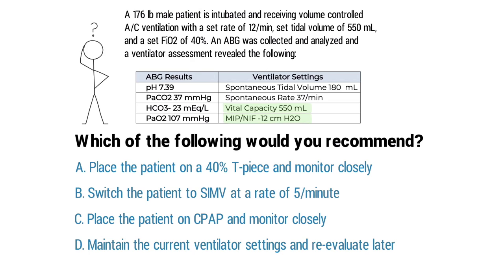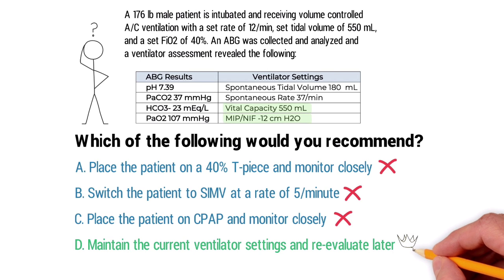All of the answer choices that were provided, except for one, demonstrate some type of weaning. So that is something to remember. T-piece, the mode SIMV, and using CPAP, these are all methods that can be used to wean the patient from the ventilator. By looking at all the data that was given in the question, you can easily see that this patient clearly is not ready for that yet. So you can rule them all out right away. And that only leaves one, which tells us that the correct answer has to be D. Maintain the current ventilator settings and reevaluate later.